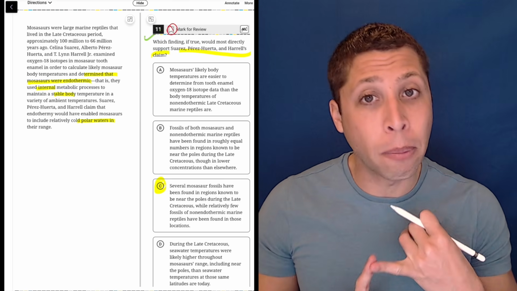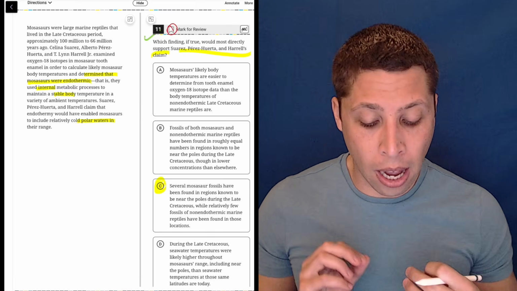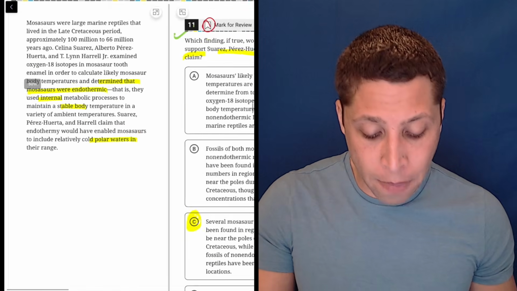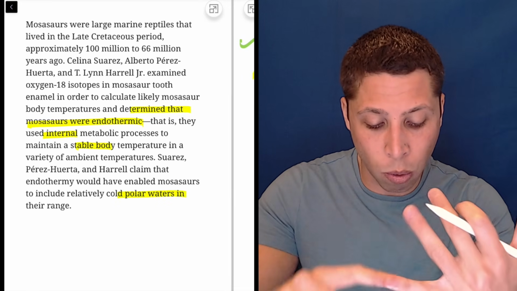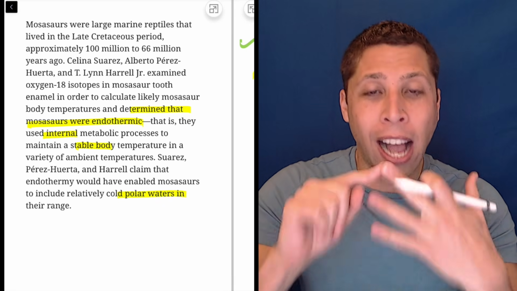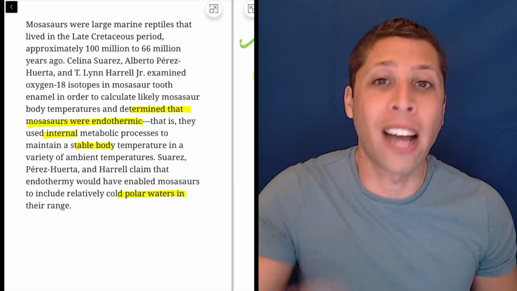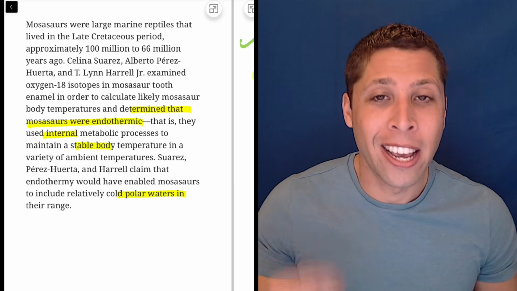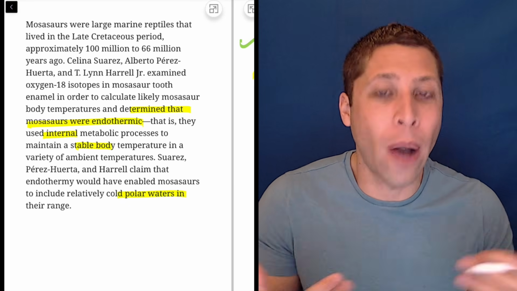I almost never read people's names. I almost never read weird sciencey words because they don't matter. My understanding of this right answer has nothing to do with Selena Suarez, Alberto Perez Huerta, and T. Lynn Harold Jr. I could not care less. It could be thing 1, thing 2, and thing 3, and it would not affect my way of thinking about the question. It's just random words to try to trip you up. You have to know how to skip that.